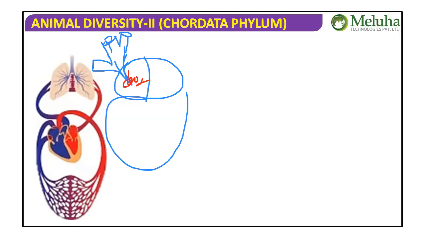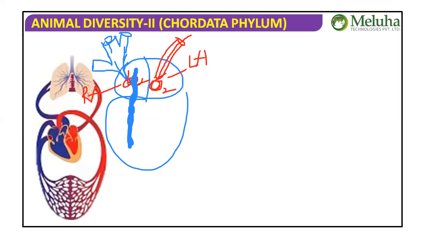What about the pulmocutaneous vein? Why do I use the word pulmocutaneous? As we said, lungs and skin are the major respiratory organs. The oxygen comes from the lungs and skin, and that oxygenated blood reaches the left atria. Okay, so the right atria receive deoxygenated blood, the left atria receive oxygenated blood. That is in the case of the frog heart.